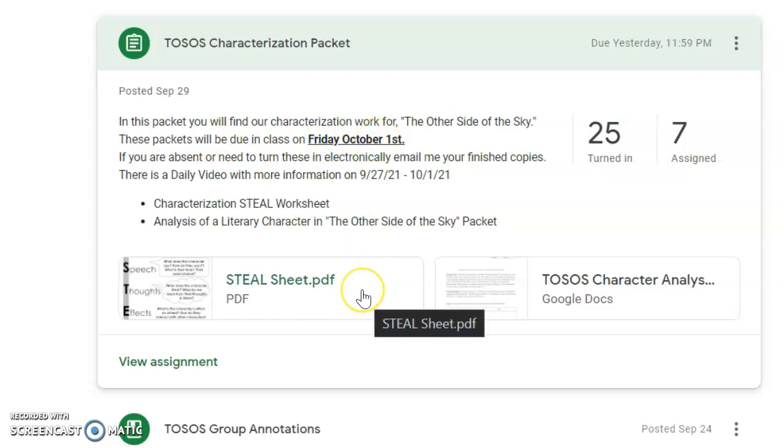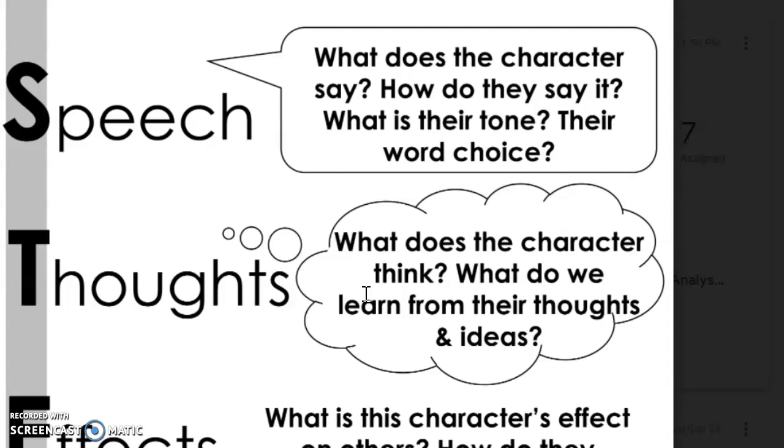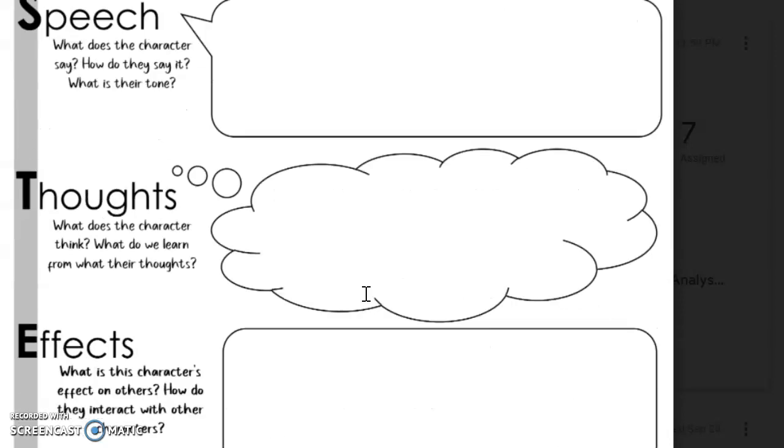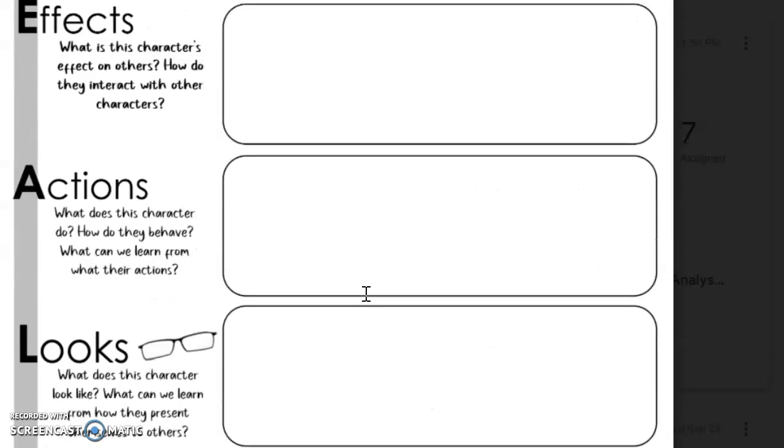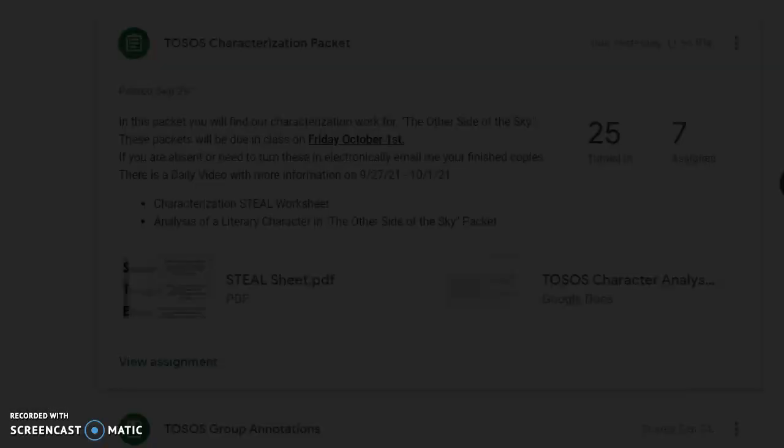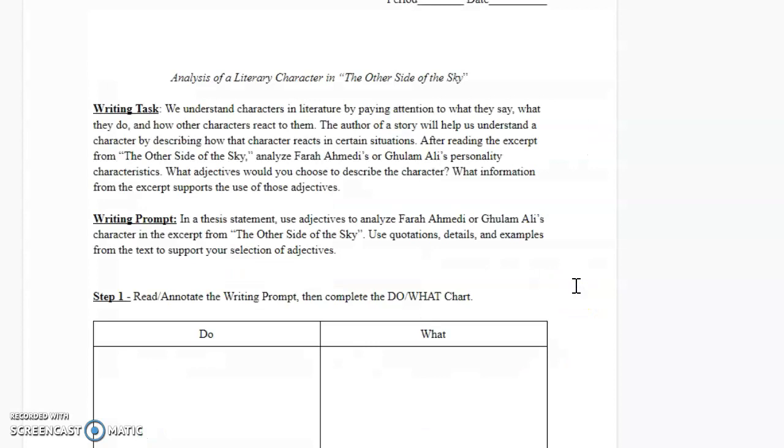If you are absent, you need to turn these in electronically. Email me your finished copies. There's a daily video for basically all this week. So last video, I went over Steel, how to complete it, how to do it in Kami, how to attach it for this class, okay? That's what's due. Additionally, the characterization packet, you can make a copy of this and submit it, turn it in as a file as well on Google Classroom if you are out.